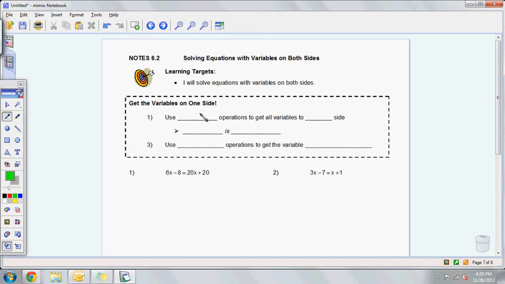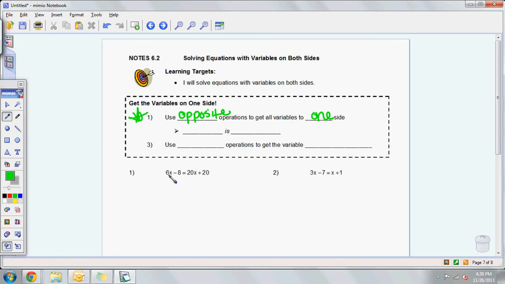So how do we get variables on one side of the equation? To do that, we're going to do what we always do. We're going to do opposite operations to get variables to one side. This is the step that we have never done before, so that's going to be important. Now, I have a little saying that's going to help you with this.